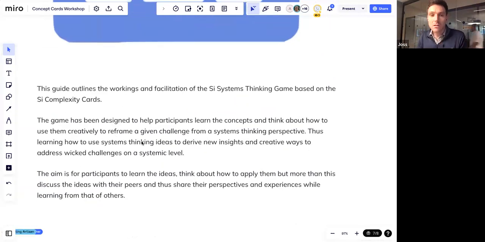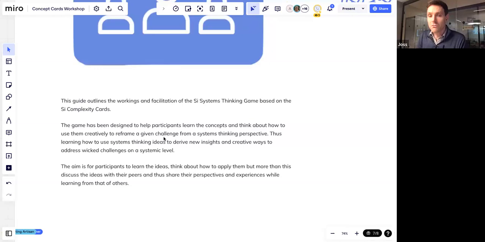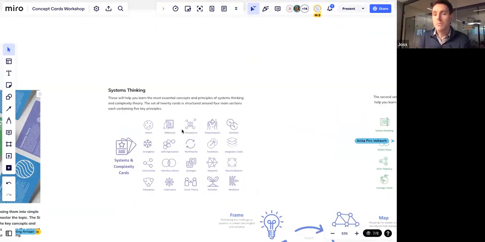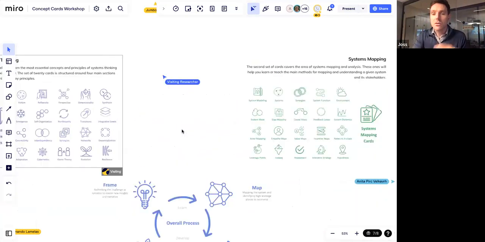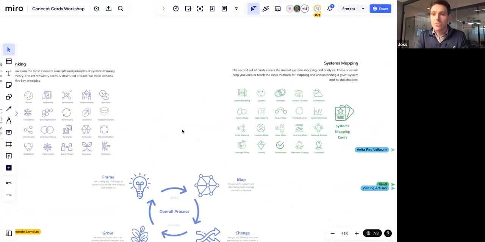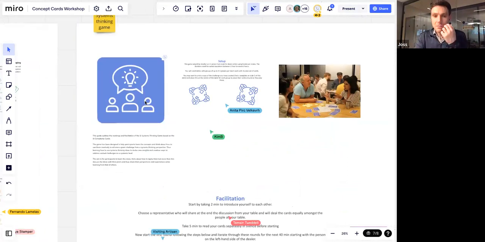It's using those cards, and it's designed to help participants learn the concepts and think about how to apply them, to use them creatively to reframe a given challenge from a systems thinking perspective. I guess that's the first thing to know. The ones we're using today, this section, are all about reframing, helping people think about the challenge in a systemic way, moving away from linear thinking to complexity and systems thinking. It's not the full deck, which helps people think about the whole process of doing a systems change initiative. This part is just going to help them think systemically and learn better about systems and complexity.